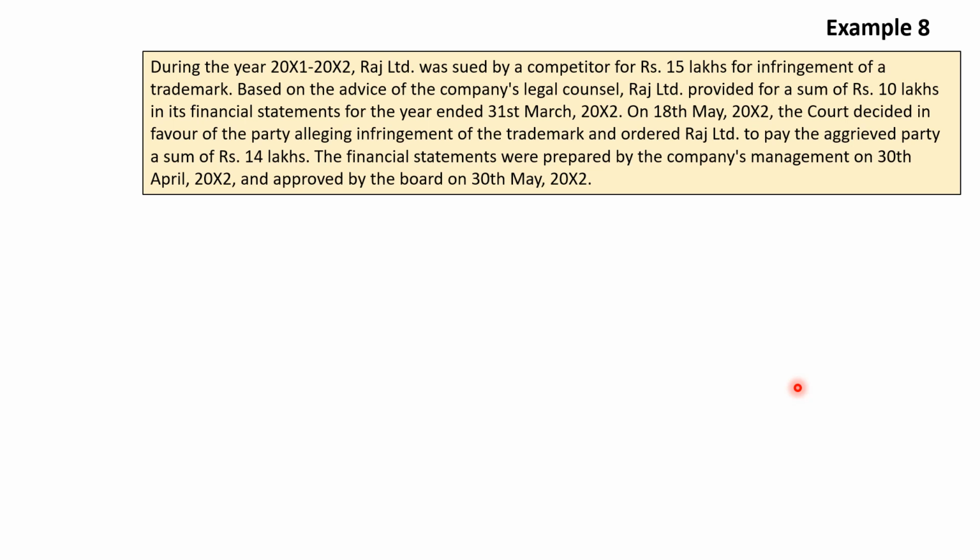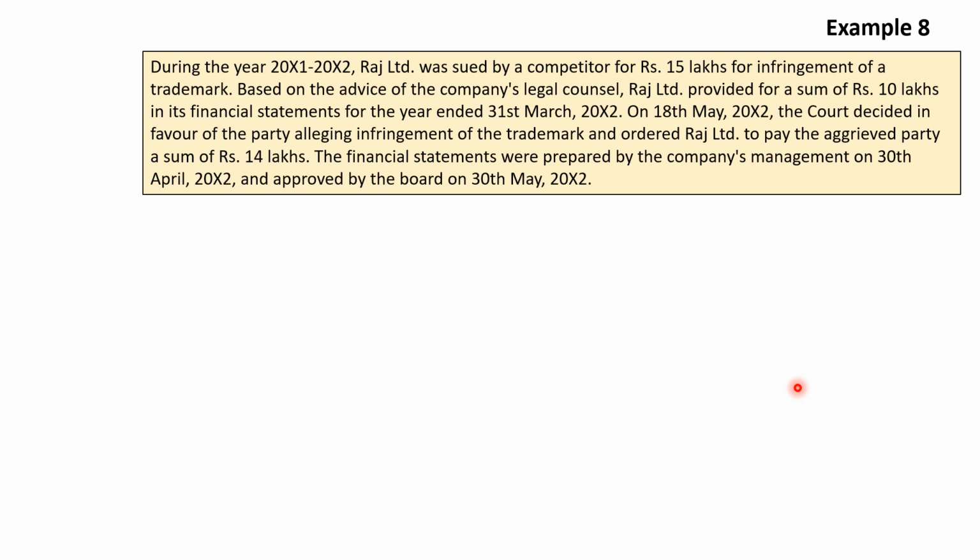Based on the advice of the company's legal counsel, Raj Limited provided for a sum of rupees 10 lakh in its financial statements for the year ending on 31st March. So as on 31st March, Raj Limited's legal counsel has told that probably you may lose the case, and it is better for you to be ready to shell out rupees 10 lakh. Accordingly, Raj Limited has already passed the entry in the books of accounts that we may have to pay for infringement of the copyright or trademark. So expenditure account debit to amount payable account, amount payable for infringement of copyright.